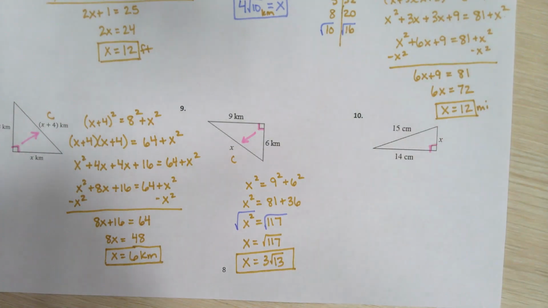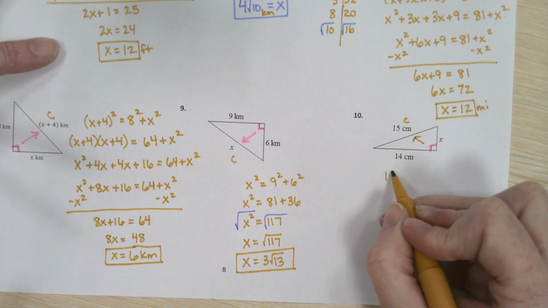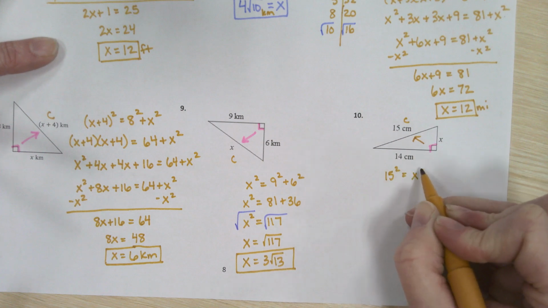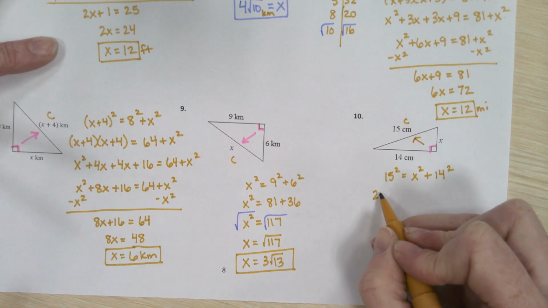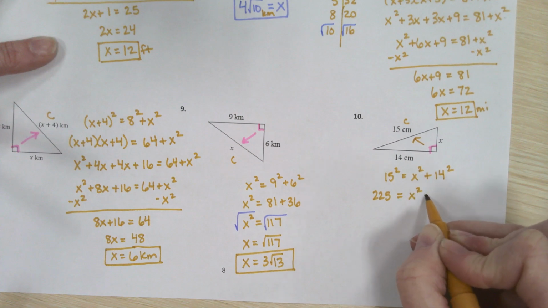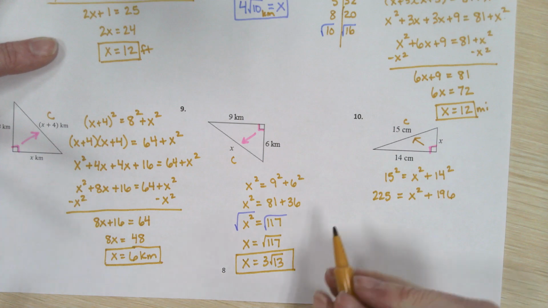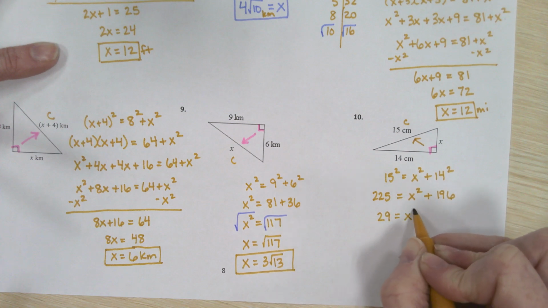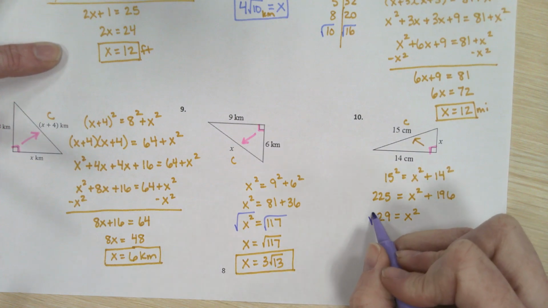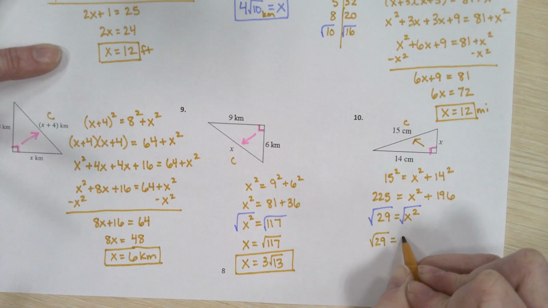All right, finally, number 10, the last one of the day. Travel across from that right angle and find your way towards your C. 15 squared equals x squared plus 14 squared. 225 equals x squared plus 196. We need to take 225 and subtract away that 196, which is only going to leave behind 29, equal to x squared. And then if we square root, we're going to write down root 29 equals x, just so that we have an answer.